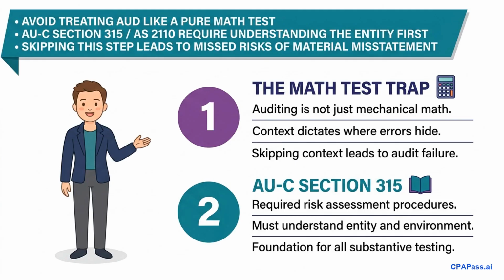Many CPA candidates fail the AUD section because they treat auditing like a pure math test, jumping straight to checking the numbers. But auditing standards, specifically AUC Section 315, require you to perform risk assessment procedures first. You must understand the entity and its environment before you can design effective substantive tests. Skipping this foundational step is like a doctor prescribing medication without diagnosing the patient.